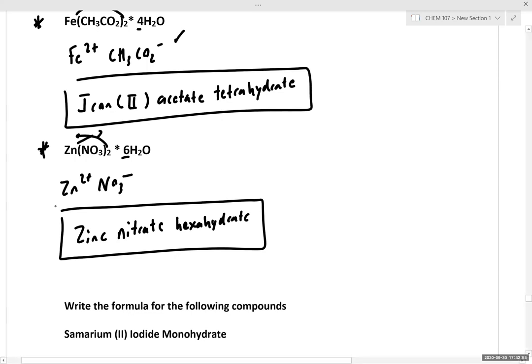I'm sorry, can you explain that one more time? So zinc is a fixed charge transition metal, so you do not need to specify the charge using a Roman numeral as part of the name.